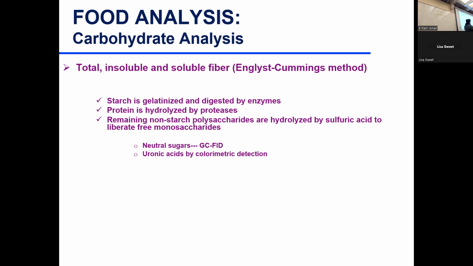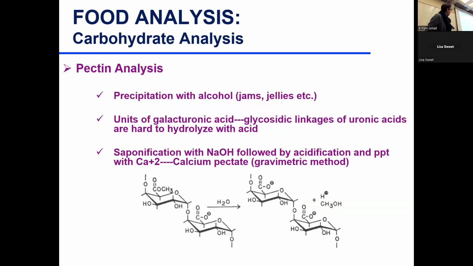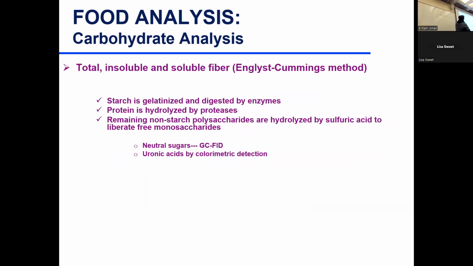But the neutral sugars that come out of our different dietary fibers, we can measure or determine the composition using GC. So basically here, the same thing, you get rid of the starch, you get rid of the protein, and then you hydrolyze by acid to free monosaccharides, the units of your dietary fiber. Then you can measure those by GC and then a colorimetric method, specifically for uronic acid that comes from pectin.